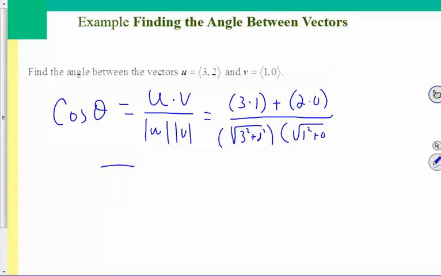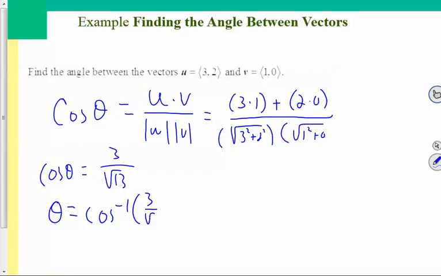So the cosine of theta is equal to 3 over radical 13, because 9 plus 4 is 13, and the other magnitude is 1. Well, how do you get theta? Theta is found by taking the arc cosine of 3 over radical 13, and you punch that in the calculator.